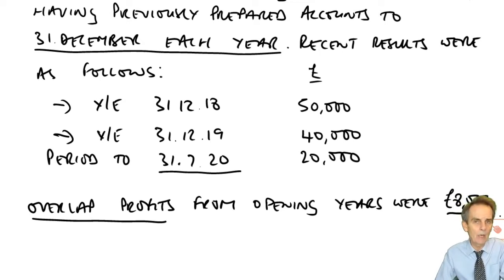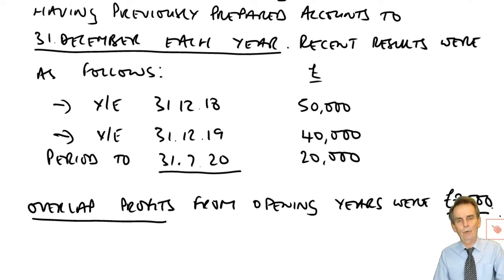Now, I said a moment ago, if there are any overlap profits, we've seen one situation so far when there would be no overlap profit. And that was if you chose either, to be very precise, the 5th of April, or more likely the 31st of March as your accounting date. If you did that, then there will be no overlap period, there will be no overlap profit.